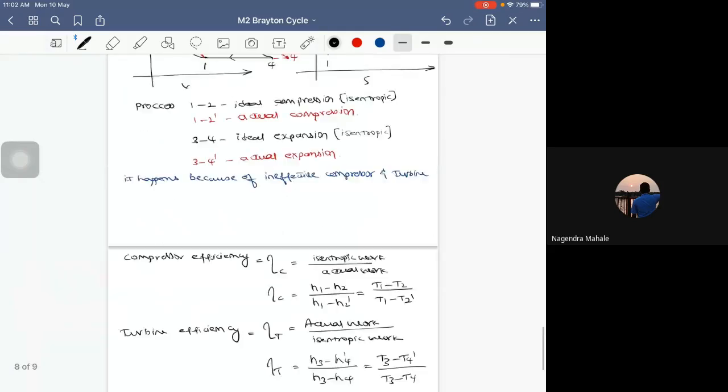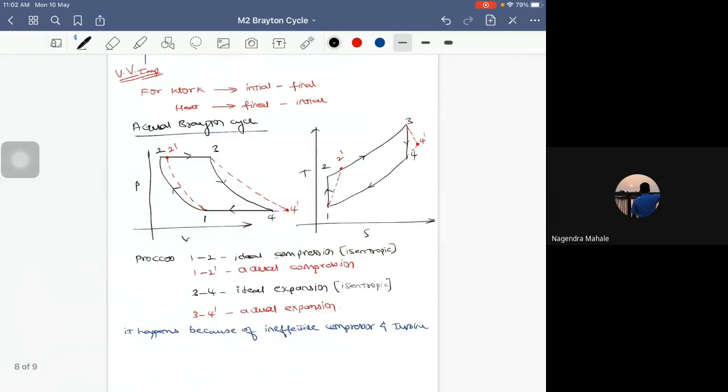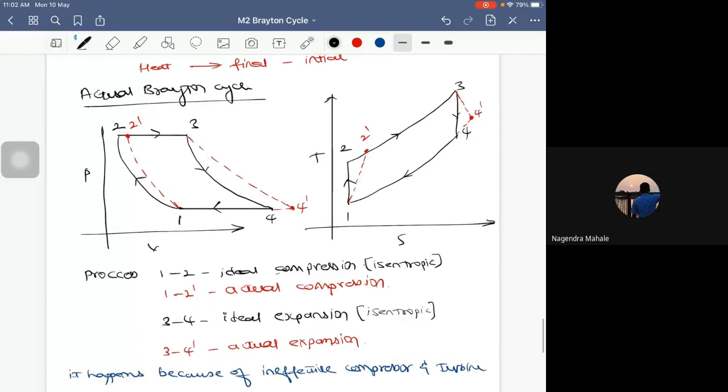Okay. Understood about the actual Brayton cycle, how the deviation occurs, and how to calculate your efficiencies? Any doubts in this? Any doubts? If you have any doubts, we'll discuss, or else we'll end the class.